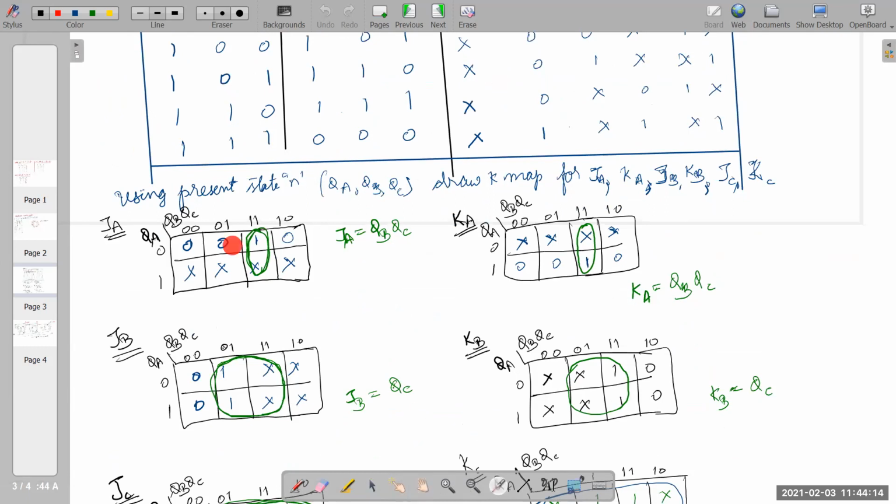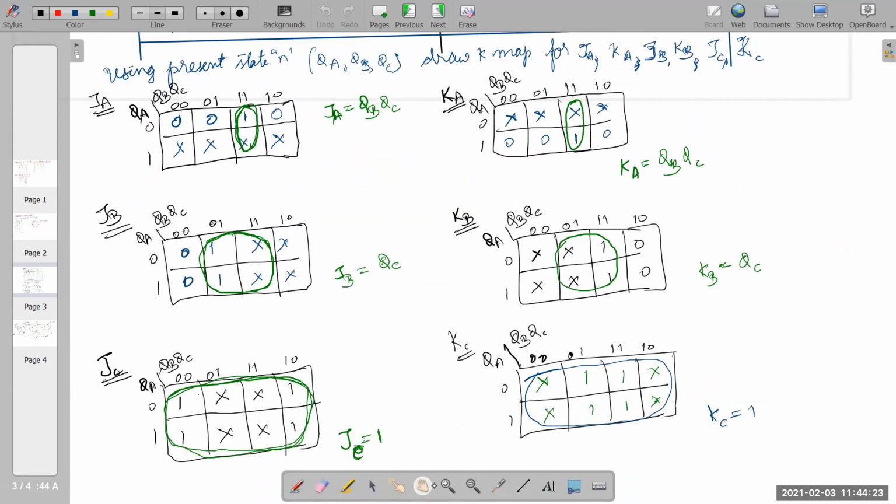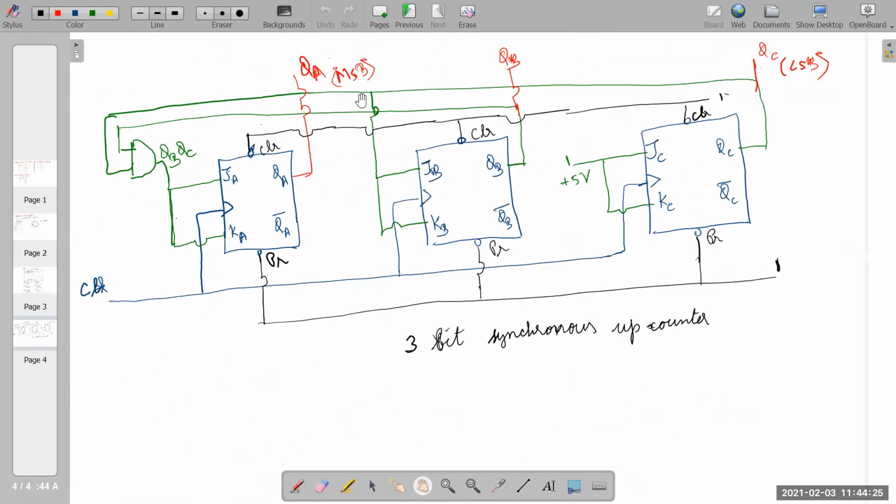Go for the K map. From the K map, you reduce it and find the expressions for JA, KA, JB, KB, JC and KC. Once you have these expressions, you can go into the circuit.